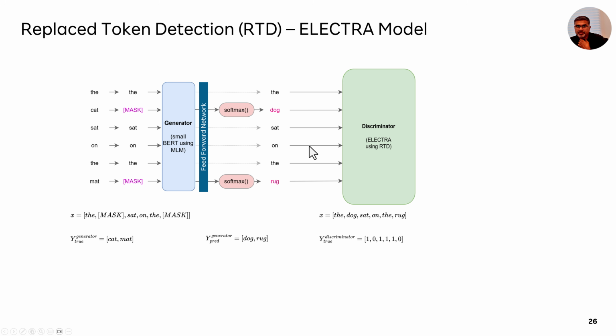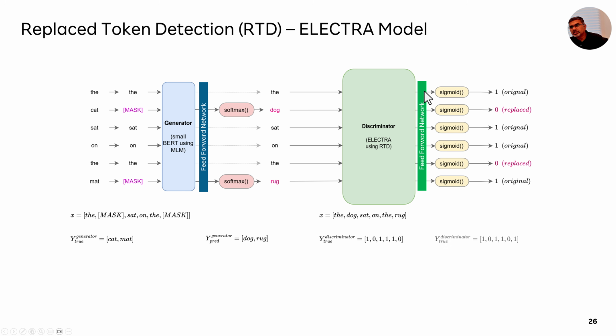So you pass it as 1. The second word is replaced. You pass 0 here. So you do this, and what you would do is you put a feed-forward neural network ahead here, and that feed-forward neural network, for each of the slots here, each of these tokens, is supposed to predict whether that word has been replaced or it is the original.